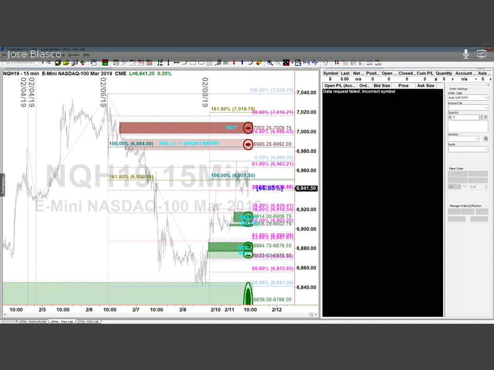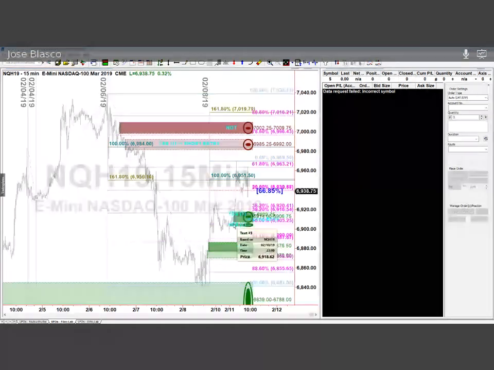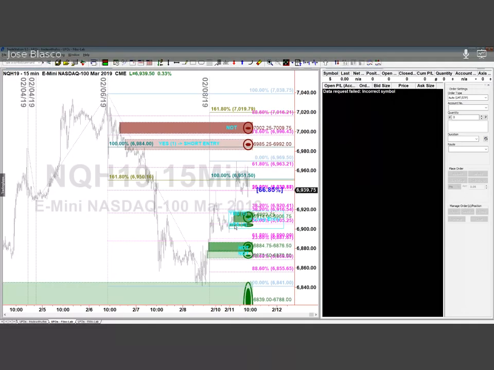And you're going to use this, actually, because those two are together. We're going to use them combined as a long entry. We're going to use them combined as a long entry because they are too close.